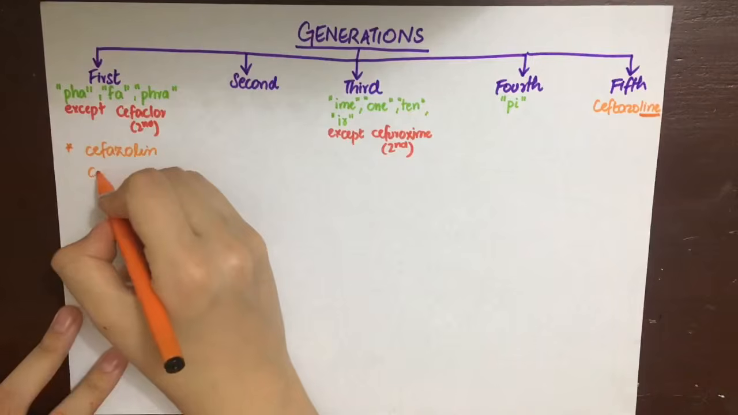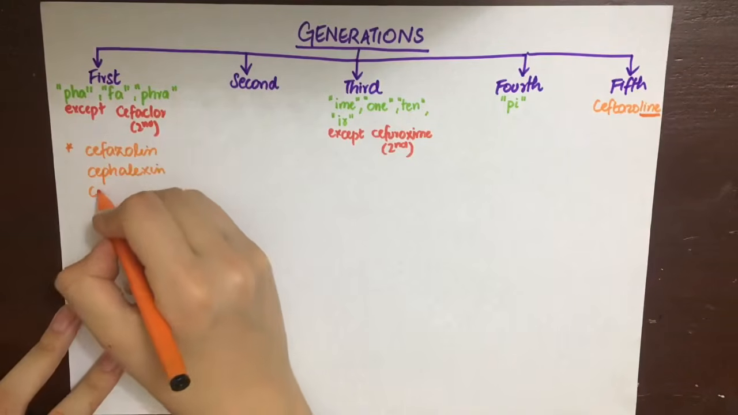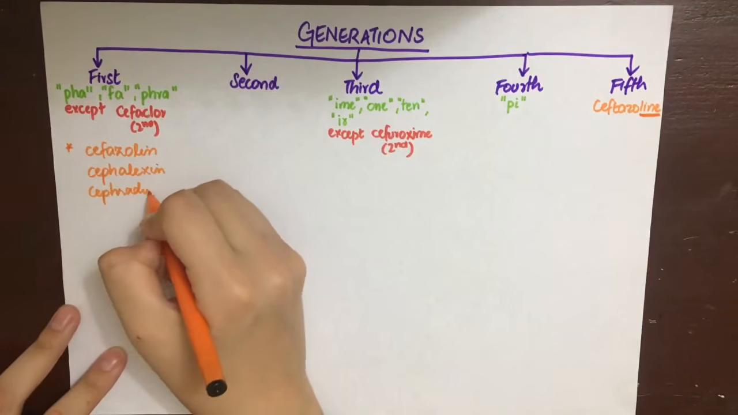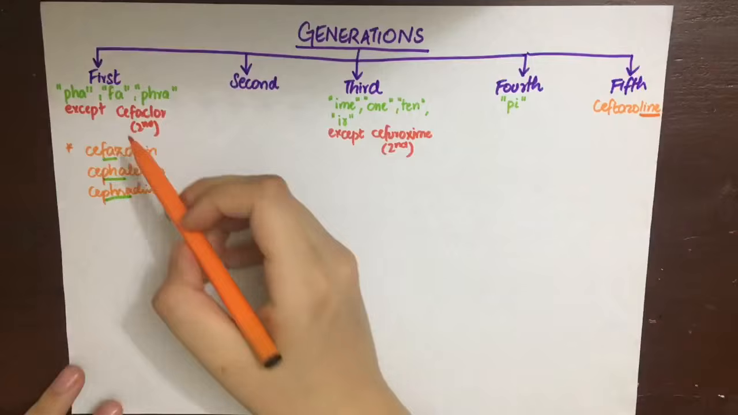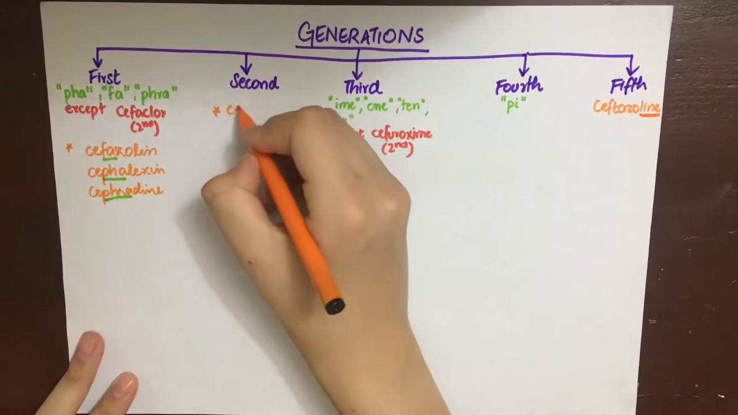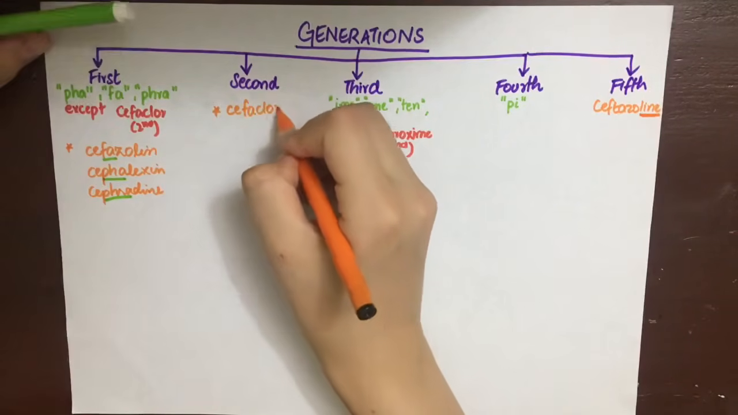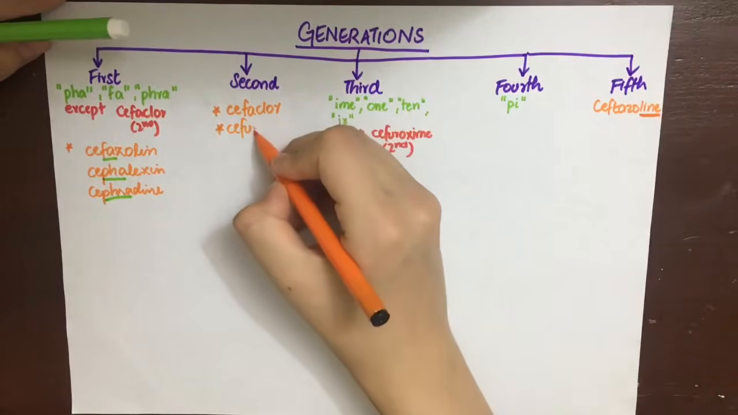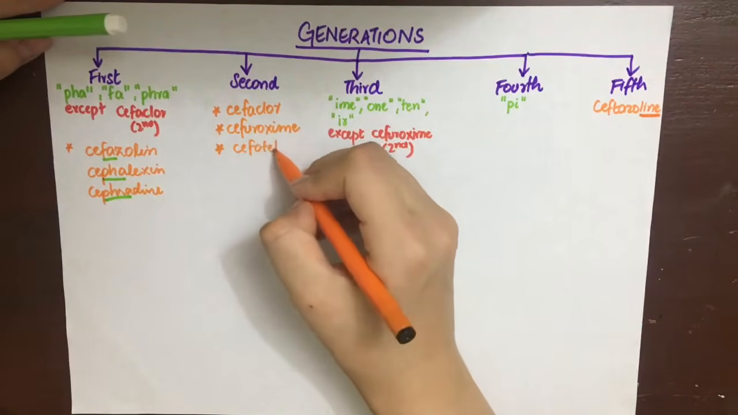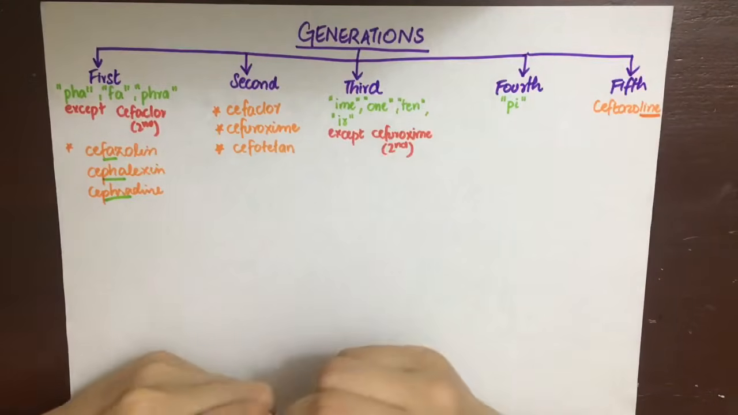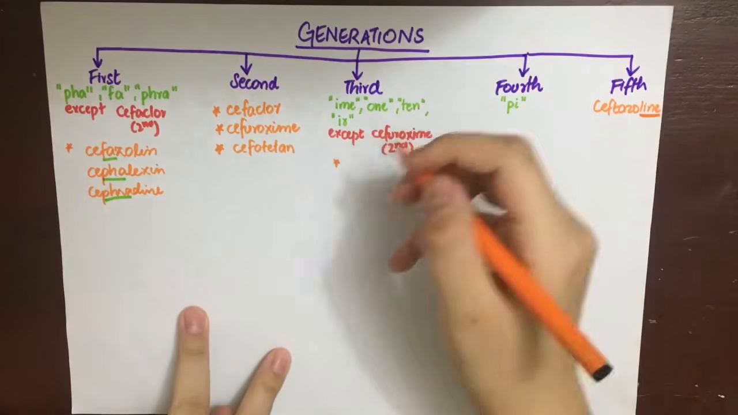Coming to some examples of the first generation, they can include cefazolin, cephalexin, and cephridine. You can see they have FA, PHA, and PHRA in their names. The second generation will of course include cefaclor and cefuroxime, as we've already seen, and also cefotitin. This is written in some books with TET and some books with TIT.